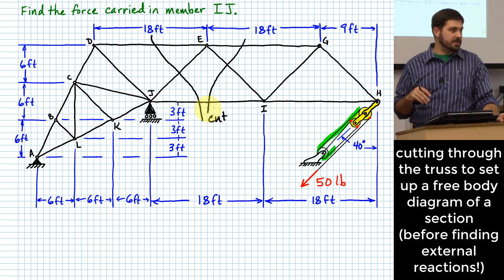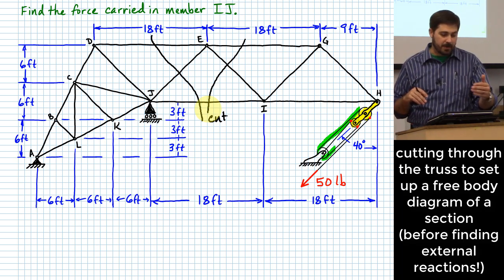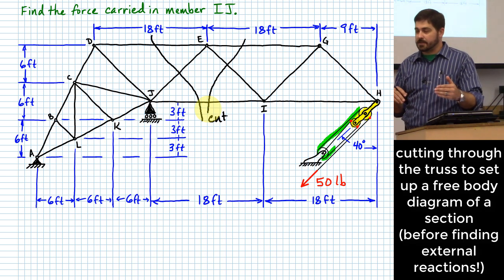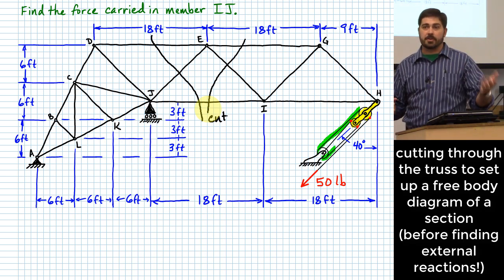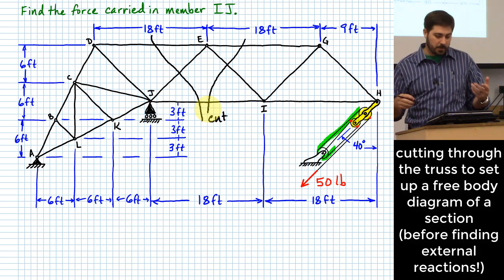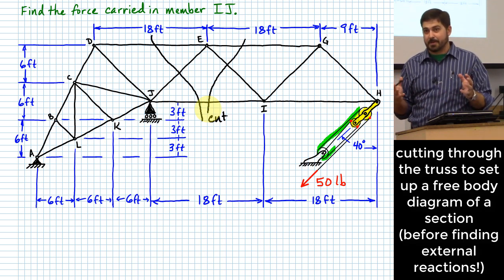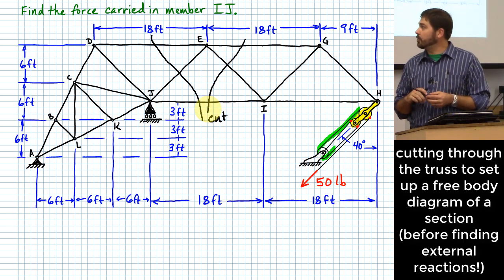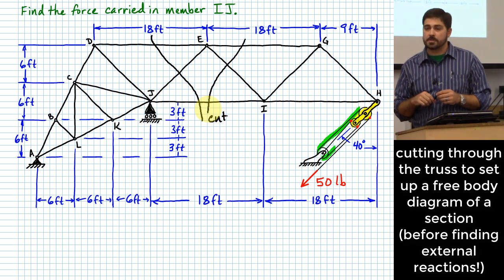And to me, it looks like it doesn't make much difference, especially for finding member IJ, whether I cut to one side or the other. Okay? So, you know, sometimes it does make a difference. But for this question, I don't know that it makes a lot of difference which of those two cuts I make. Either one will work.